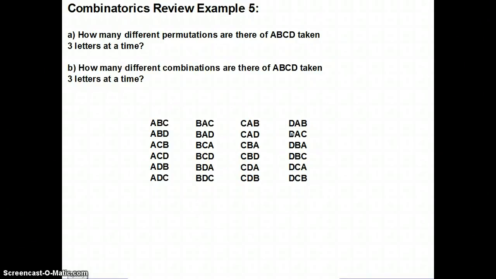How many different permutations are there of ABC taking 3 letters at a time? Well, that literally is found by taking the first spot, you've got 4 different letters that you could pick. In the second spot, you have a total of 3 that you could pick, and then you have a total of 2 that you could pick. So if you multiply these together, you get 24 different ways, which we see right here.